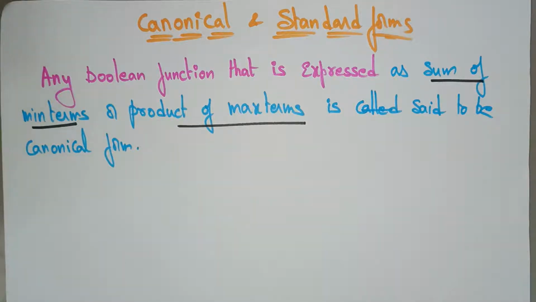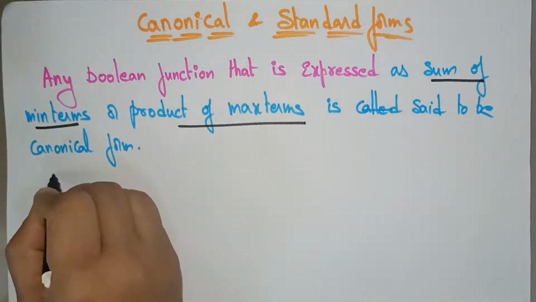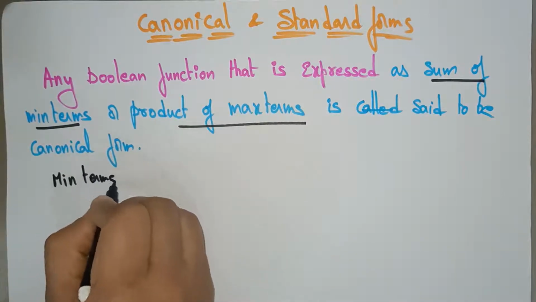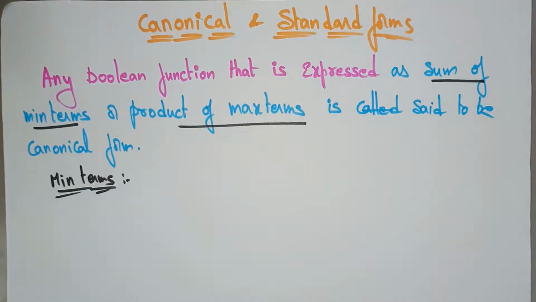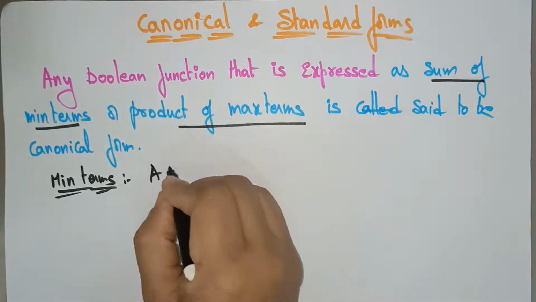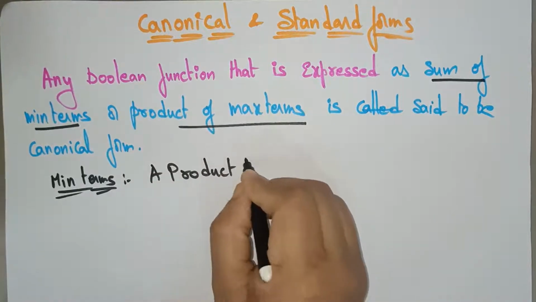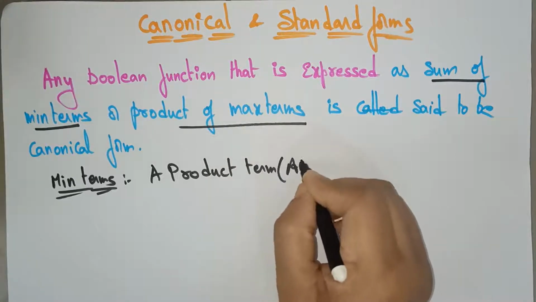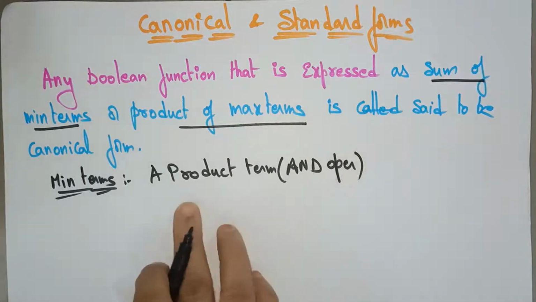Okay, so now let's try to understand what exactly the min terms and the max terms are. Then you get clarity on the definition of the canonical form. First have a look at min terms. I think many of you already know the concept of min terms. A product term which contains all variables of a function either in complement form or in uncomplement form, you call it a min term. Let me write that. A product term. So what is a product term? A product term is nothing but an AND operation. If you are doing an AND operation, you call it a product term.